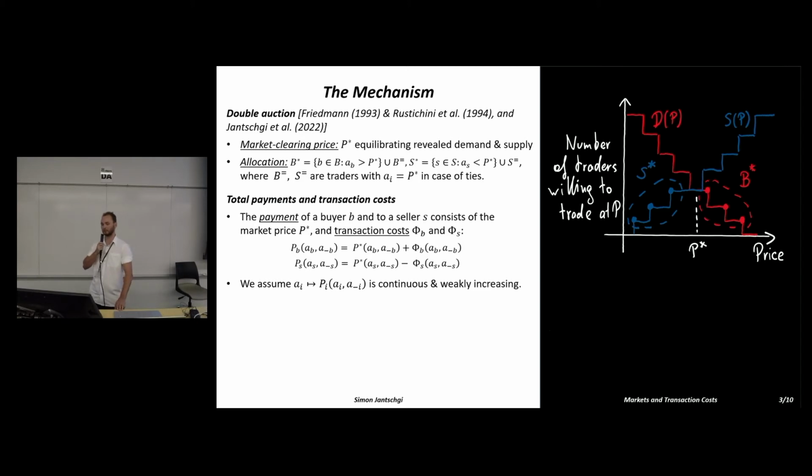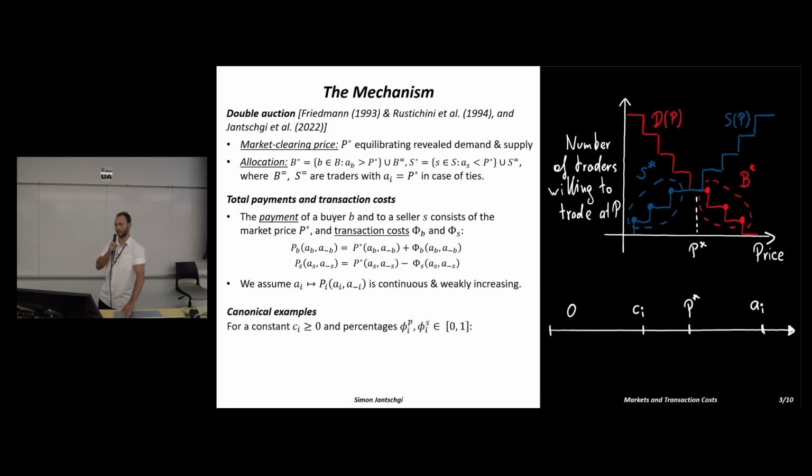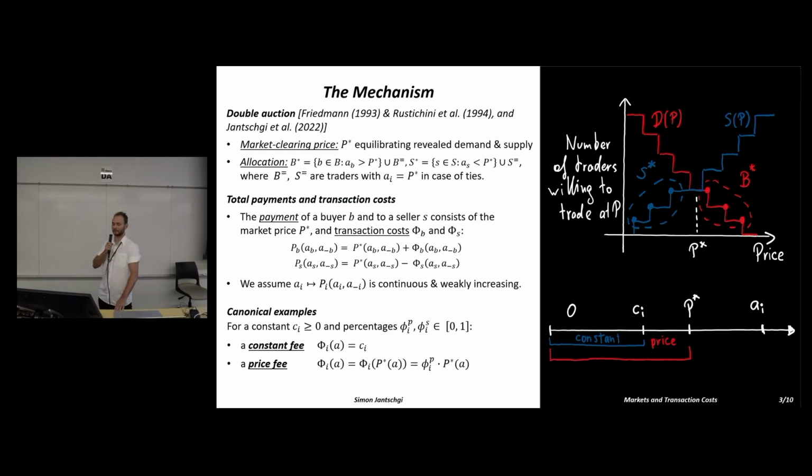So what is the incentive for a buyer? A buyer wants to pay less. So a more aggressive action for a buyer is to actually offer less in order to decrease their payment. And in the same sense, a seller wants to submit a higher ask in order to drive up their payment and to receive more. And now the three canonical examples that I already mentioned are that of a constant fee. So no matter what the actions are, you simply pay a constant. That of a price fee, this is you pay a fixed percentage of the market price that is chosen given all the actions. And the last one is that of a spread fee. So here's the spread for a buyer.